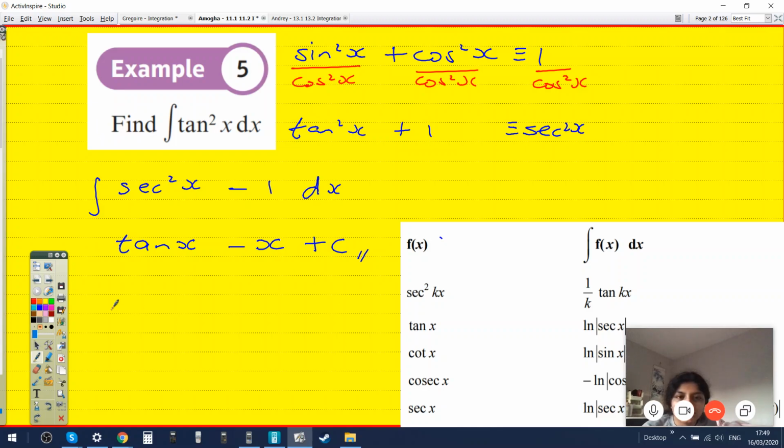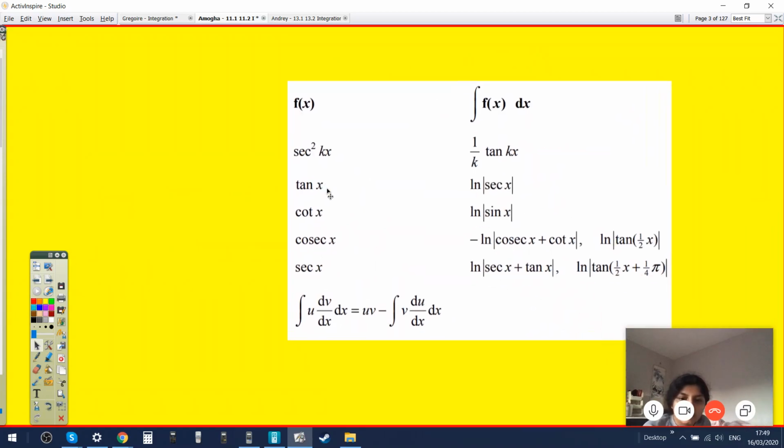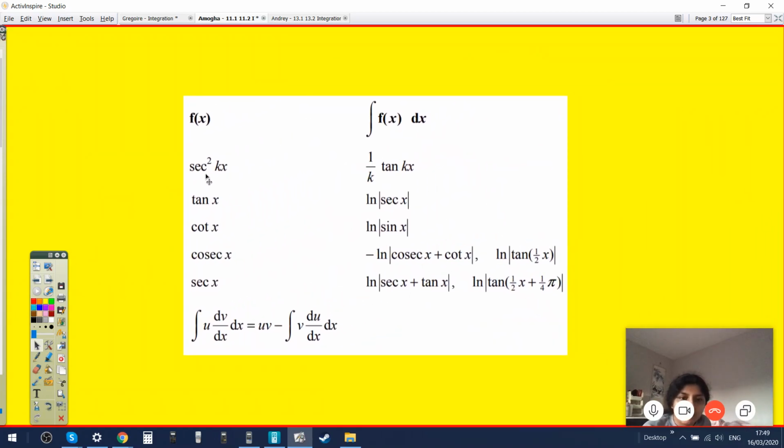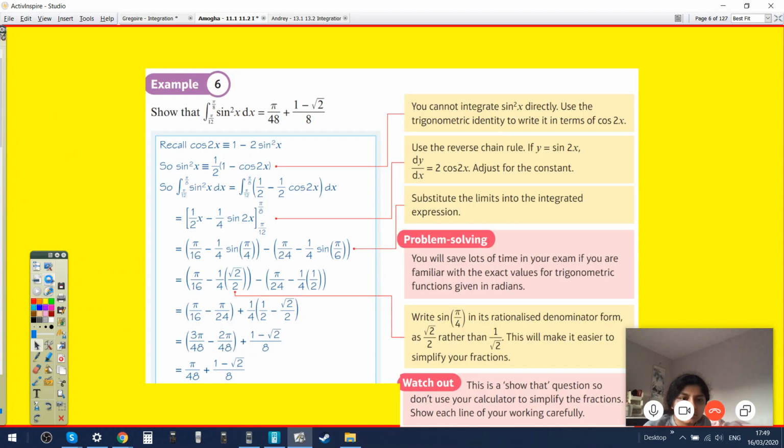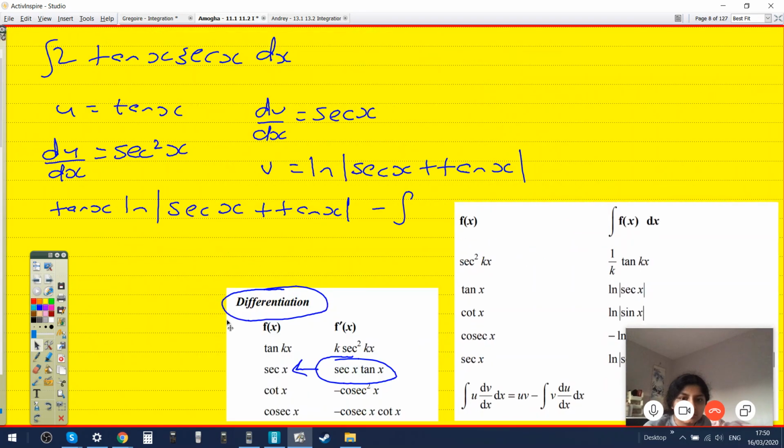So, yes. Fine. I think I'll do it this way. Okay, so big picture. You're given these formulae, so you try to change the expression into one of these. If they give you tan squared x, turn it into sec squared x minus 1. Tan x, that's okay. Cot x, that's okay. Cosec, sec.